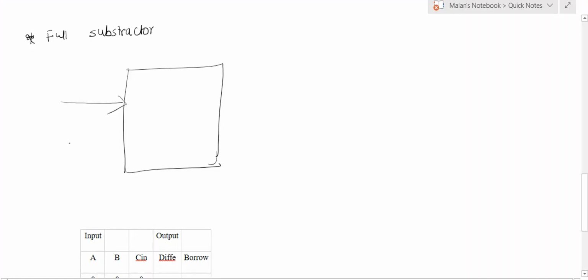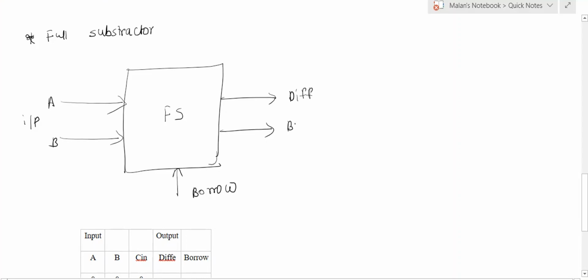In a full subtractor, two external variables, variable A and variable B, are used as inputs. Along with the two input variables, the borrow generated from the lower-order bits to the higher-order bits is used by the full subtractor to perform the subtraction operation. The outputs generated are the difference and the borrow. This is the block diagram of a full subtractor.